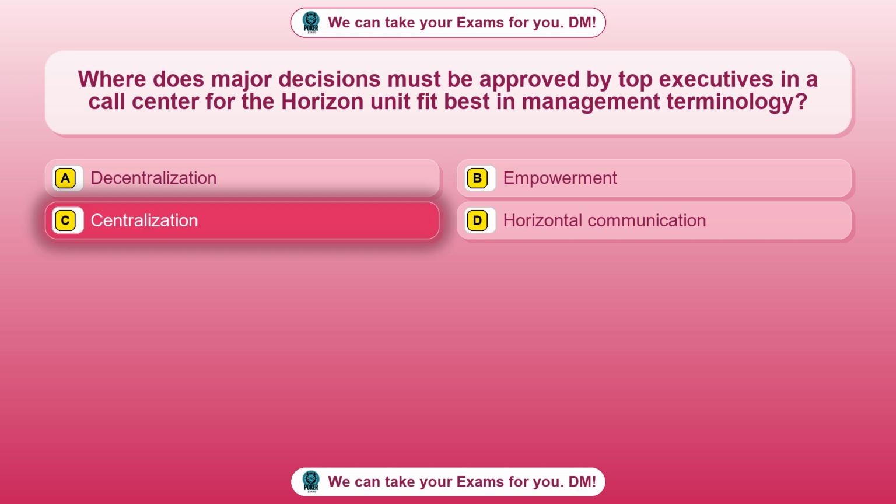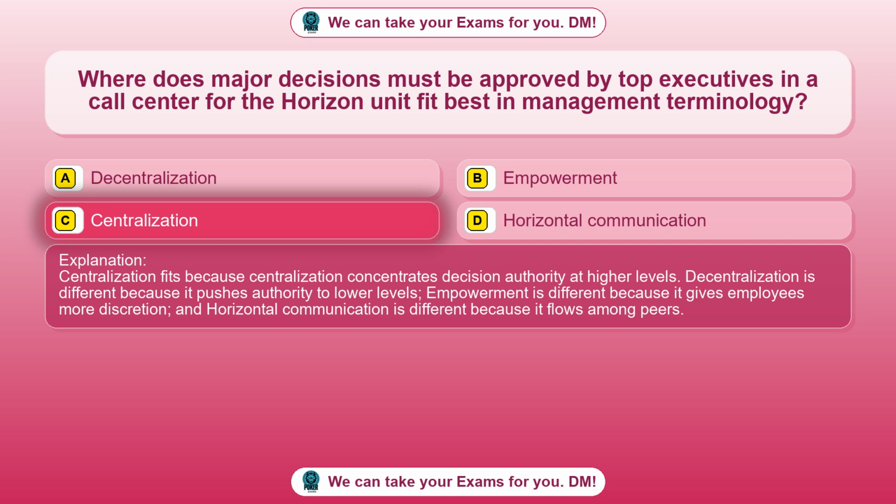The correct answer is option C, centralization. Centralization fits because centralization concentrates decision authority at higher levels. Decentralization is different because it pushes authority to lower levels. Empowerment is different because it gives employees more discretion, and horizontal communication is different because it flows among peers.